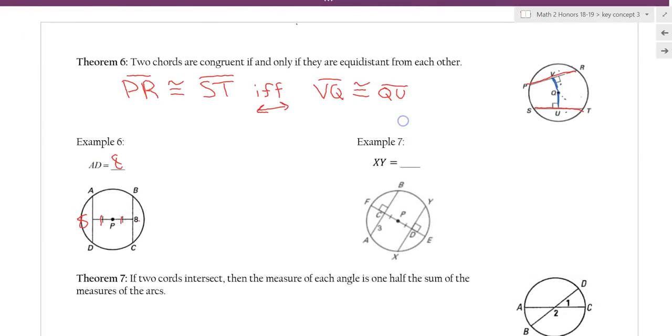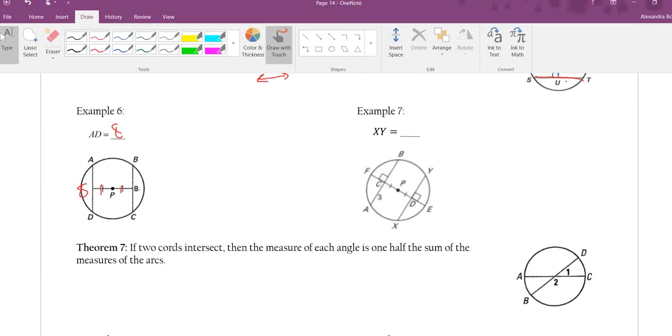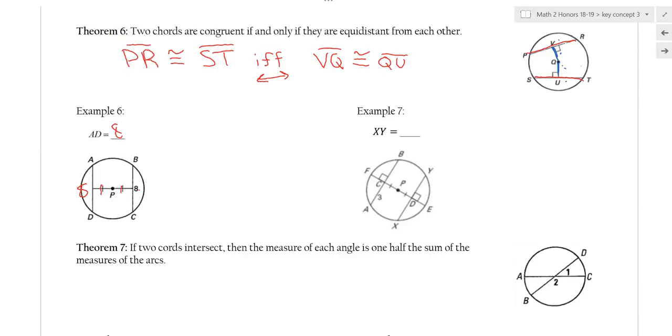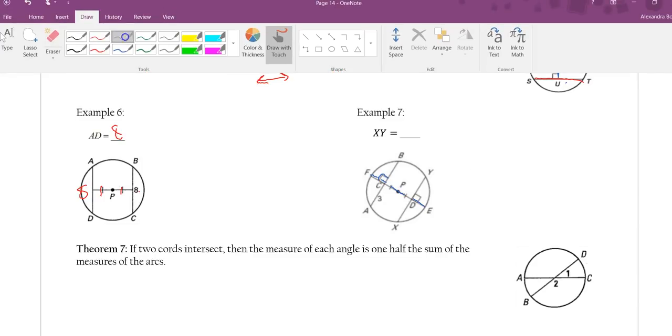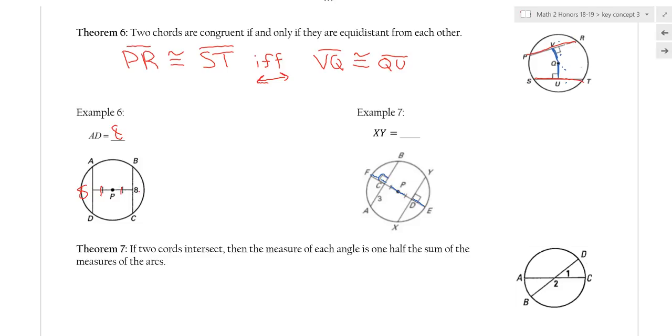Example 7 is actually putting our last theorem, or theorem 4. We're using theorem 4 as well. Right? This is a diameter. It goes straight through the center of my circle, and it's perpendicular. So since this is 3, this is 3. So that means this whole thing is 6. Then these are congruent, so that means this whole thing is 6.